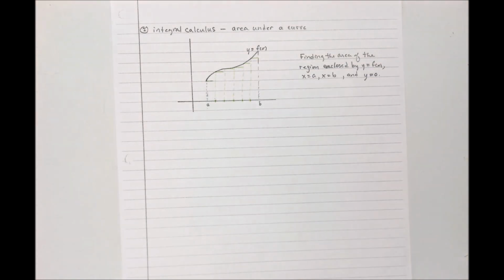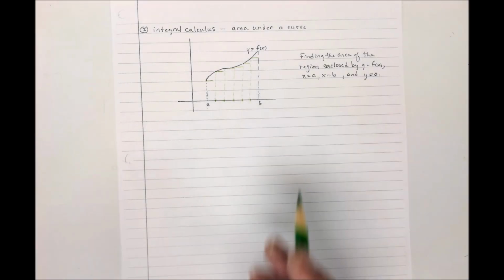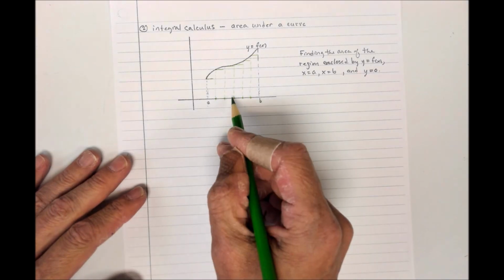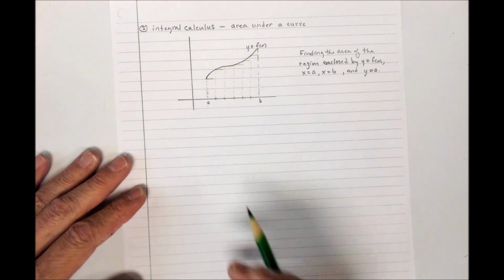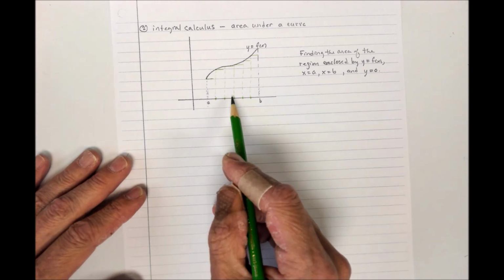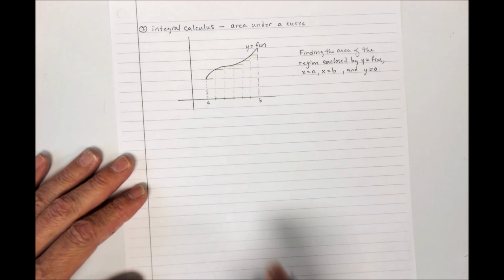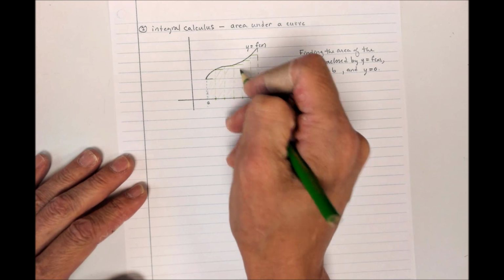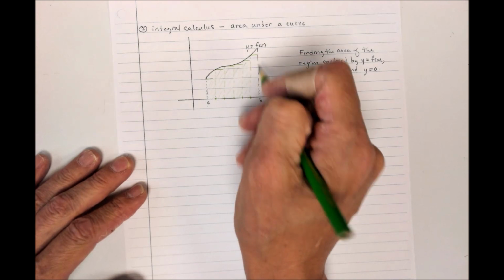Well, apparently the trick is 6 rectangles isn't enough. Let's say instead of 6 rectangles, I had 12 rectangles, or 60 rectangles, or 600 rectangles, or 6,000 rectangles by partitioning it into smaller and smaller pieces. If we let the number of subintervals increase, that would improve my approximation. So I am going to find the area of each one of these rectangles, add them together, and use that to approximate this.